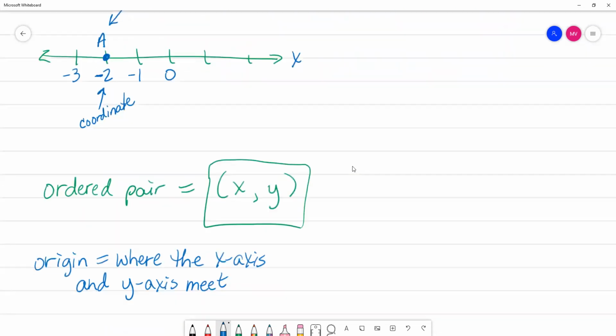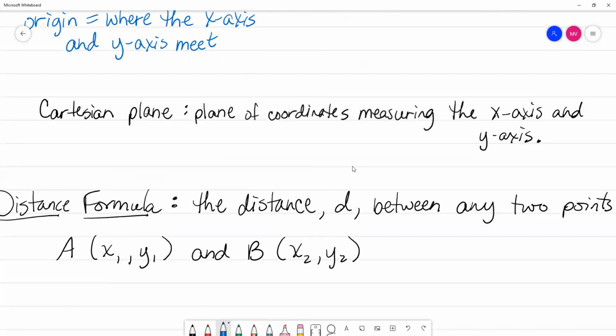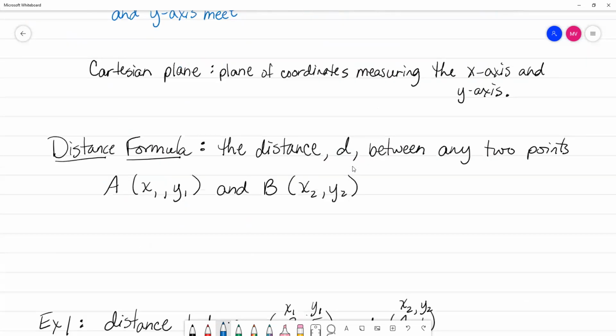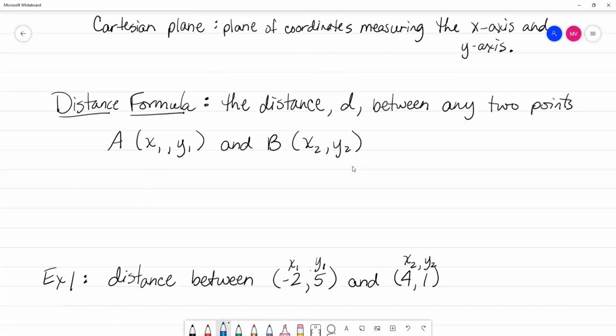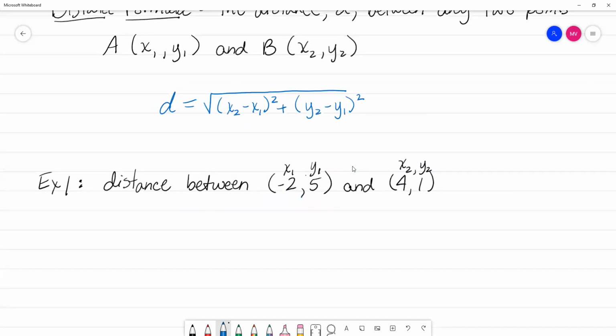And then your ordered pair, of course, is represented with X and Y. The Cartesian plane is the plane of coordinates that measure the x-axis and the y-axis. So that's what you're seeing when it looks like graph paper in your book. And then here we have our distance formula. So the distance formula is the square root of the difference between the x coordinates squared plus the difference between the y coordinates squared.